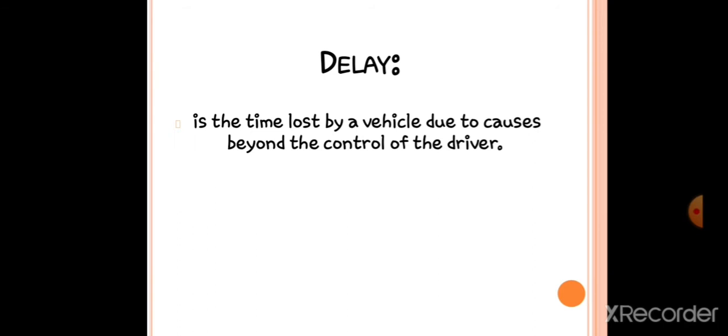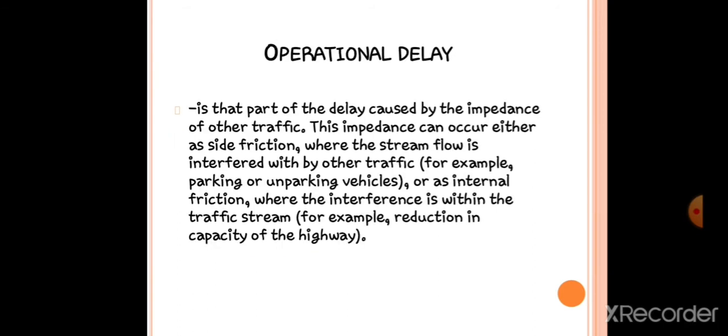Next is delay. Delay is the time lost by a vehicle due to causes beyond the control of the driver. Then next is the operational delay. Is that a part of the delay caused by the impedance of other traffic? This impedance can occur either as side friction, where the stream flow is interfered by other traffic, for example, parking or unparking vehicles. It is very common na makita sa highway kani nga kinds of delays.